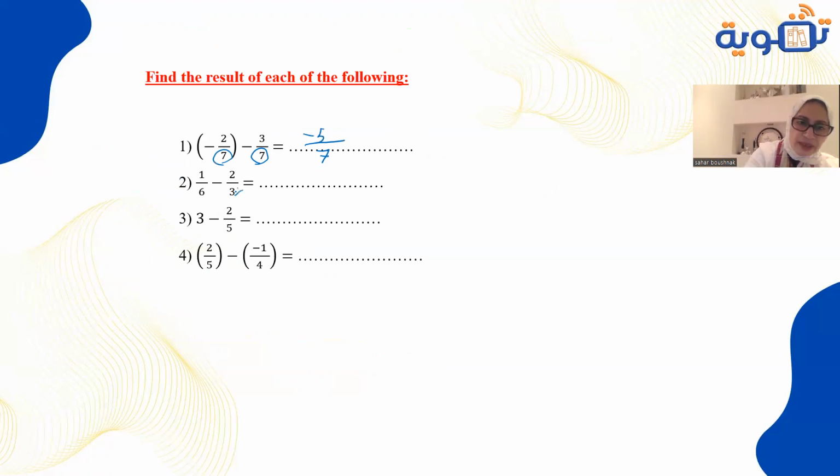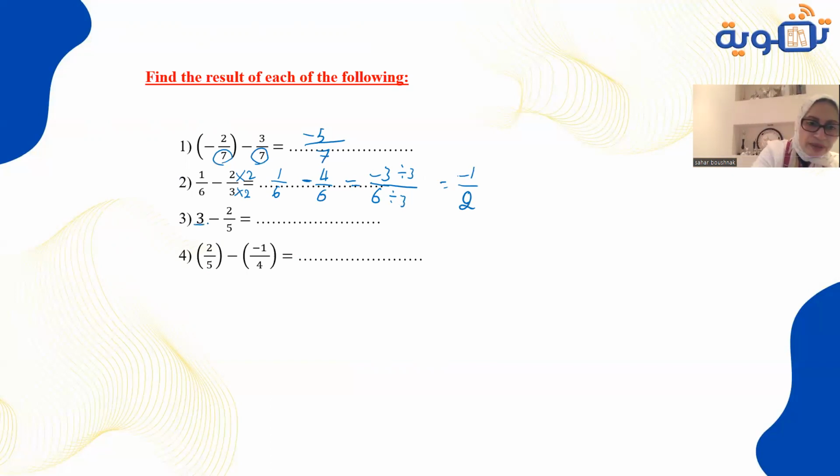In this case, I must make it the same denominator by multiplying the 3 up and down by 2. Then I will get 1 over 6 minus 4 over 6, which gives me negative 3 over 6, and I will put it in the simplest form by dividing by 3. I will get negative 1 over 2.